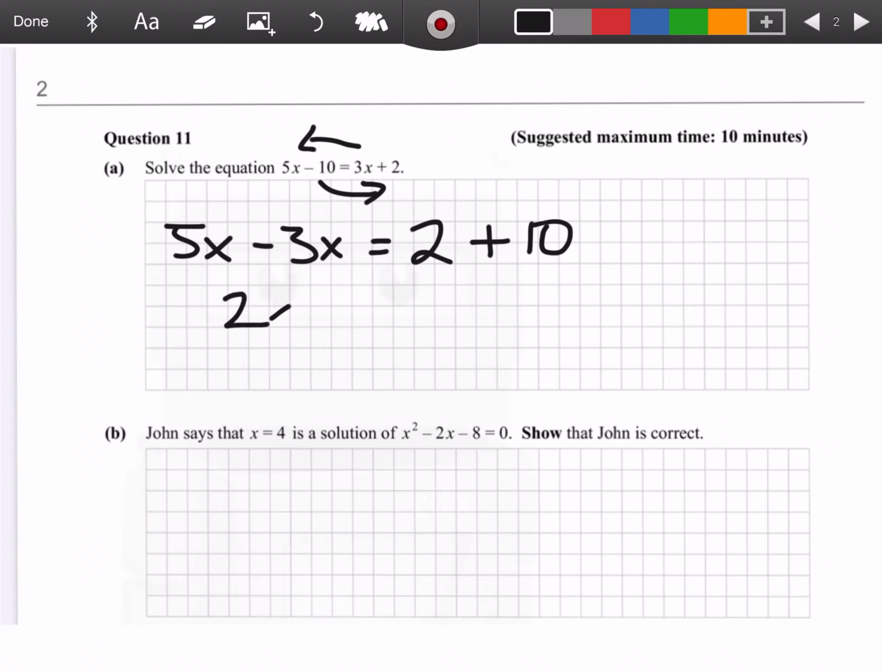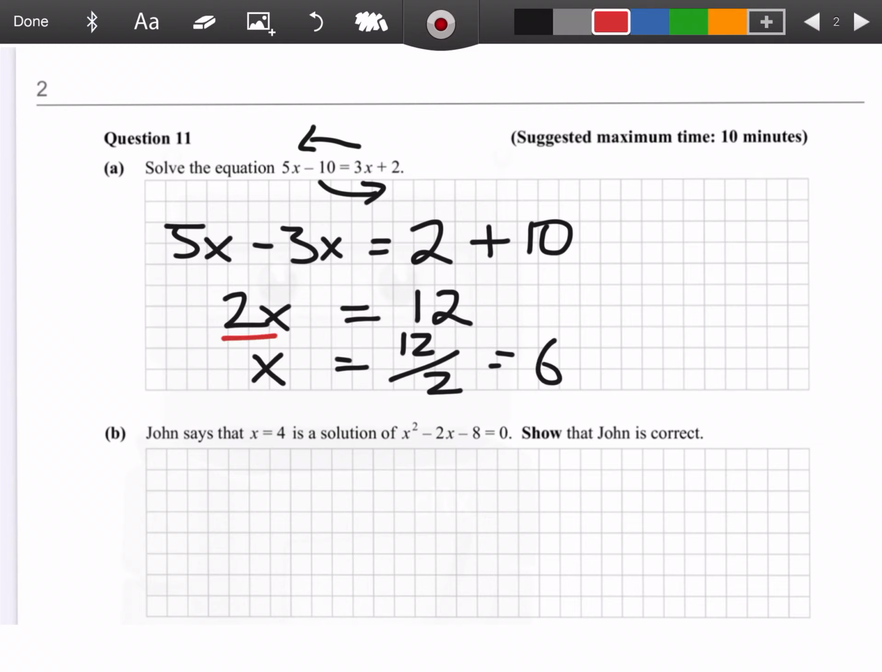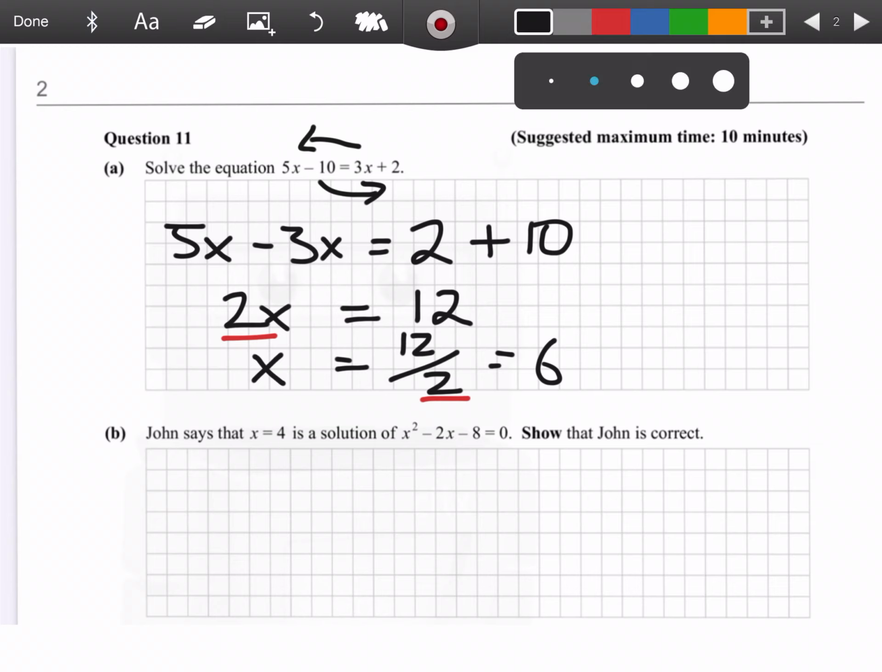5x minus 3x is 2x is equal to 2 plus 10, which is 12, and then I can say that x is equal to 12 over 2, which is 6. Remember, the 2 is multiplying here. When I bring it over, it becomes a divide, and 12 over 2 gives me 6. Nice and straightforward. We've done lots and lots of those.